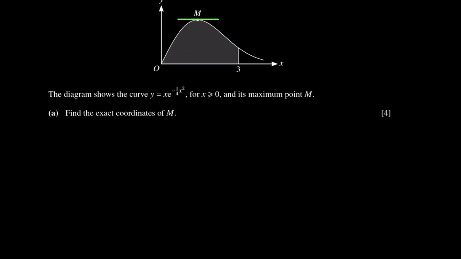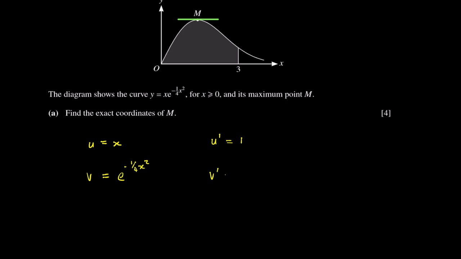Now, what do we have here? We've got one function, x, multiplied by another function, the exponential. So when we've got one function multiplied by another function, we have the product of two functions, and we need to use the product rule. So I'm going to set u is equal to x. I'm going to set v is equal to e to the minus a quarter x squared. I've got to differentiate both of these. If I differentiate x, I get 1.